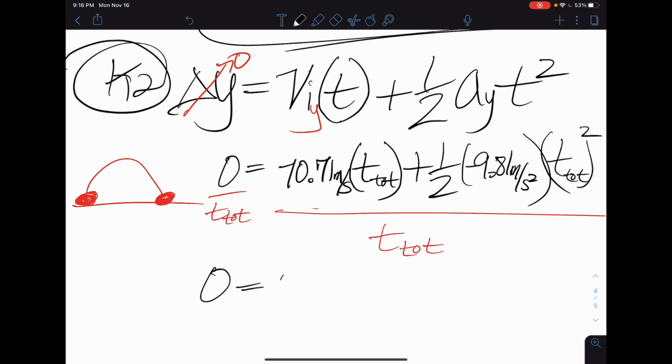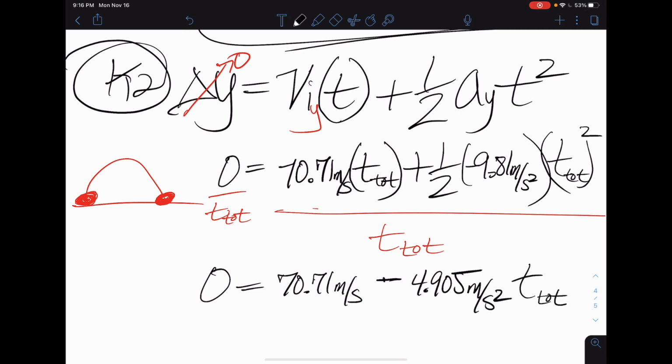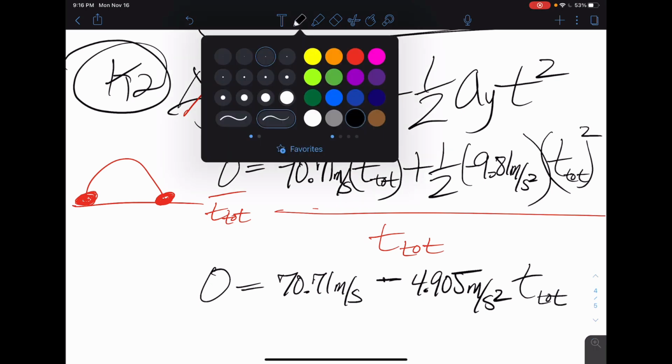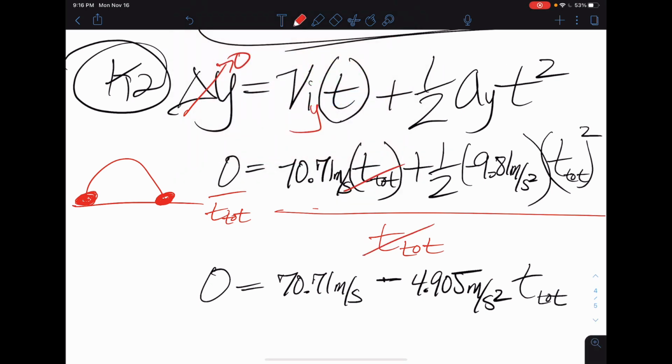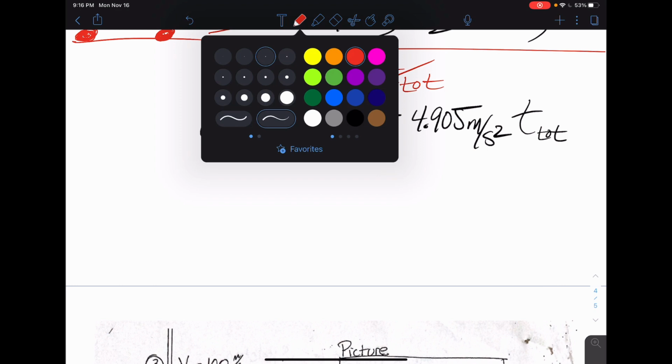0 equals 70.71 meters per second minus, right? Because it's plus 1/2 negative. So minus half of 9.81 is 4.905 meters per second squared times t total. And we notice we got rid of that and one of these, so we're left with just one of those there. Okay, so look at that. Check that out, right? That looks like it should work.